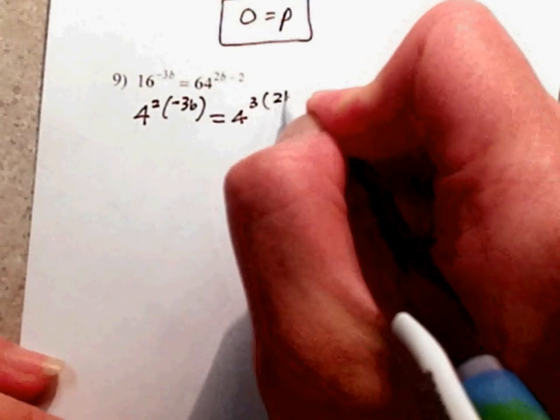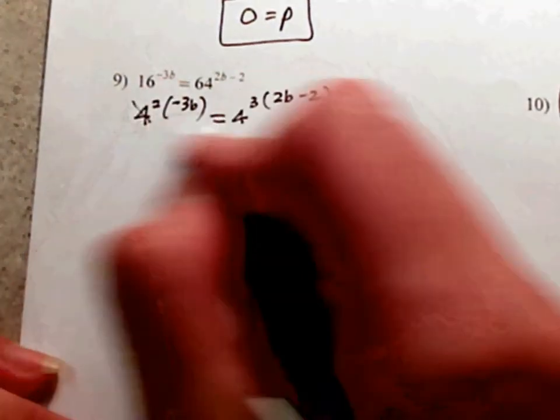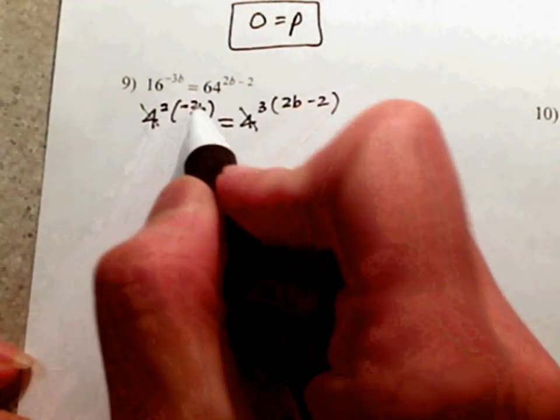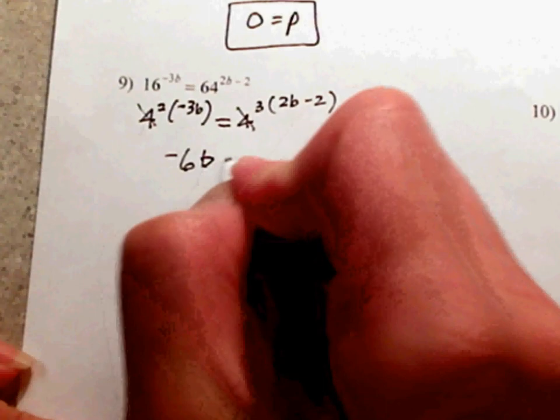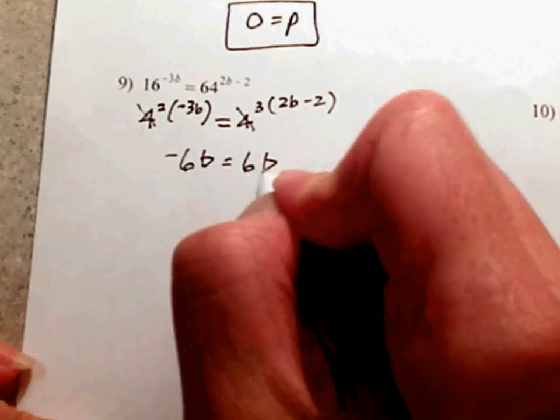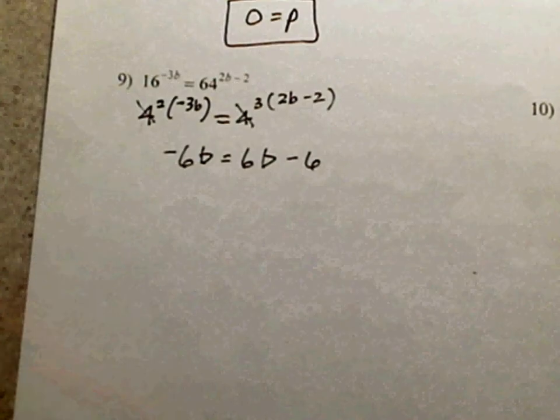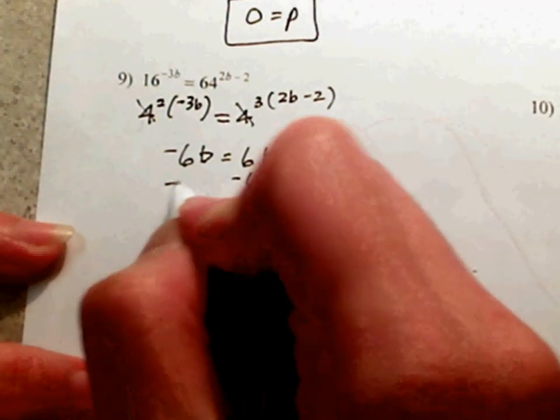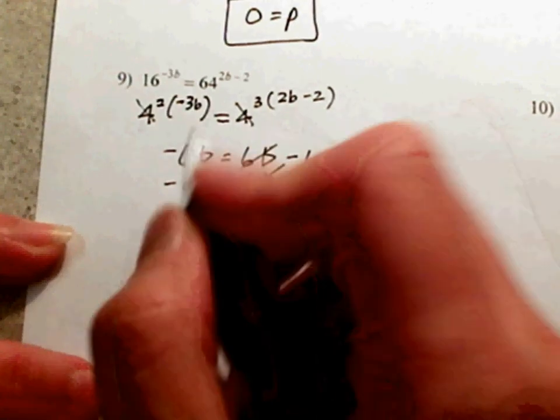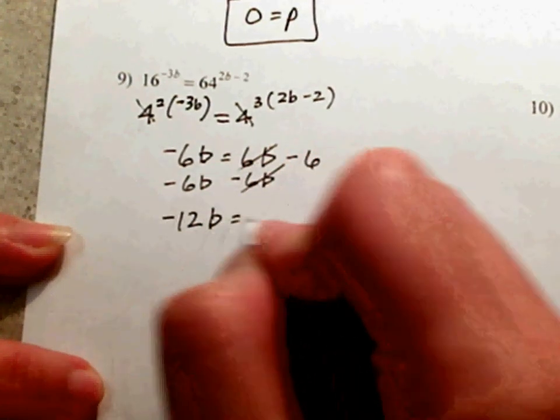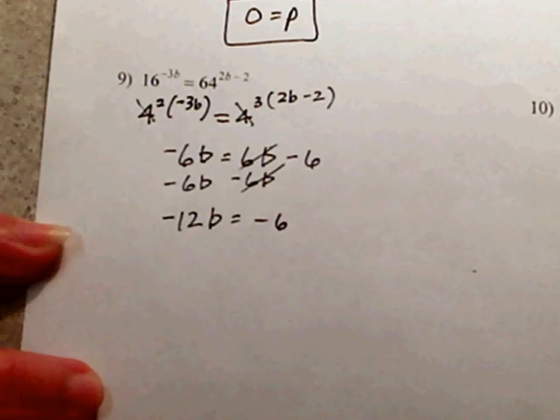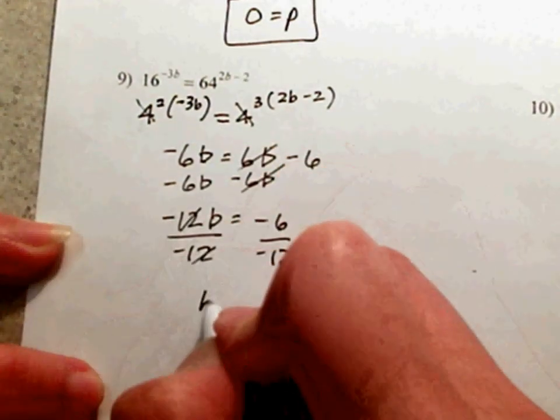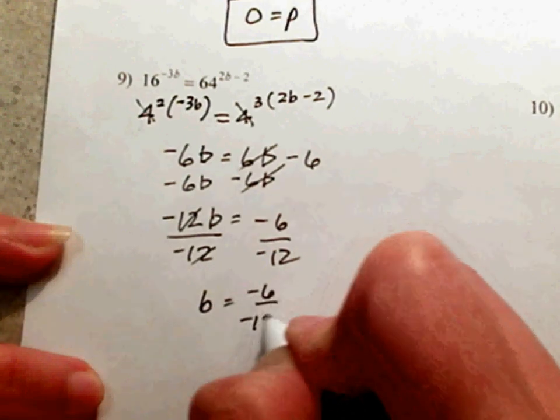Cancel them out. 2 times negative 3b is negative 6b equals, distribute, 6b minus 6. Okay? Now I'm solving for b. So minus 6b, what you do to one side, you do to the other. That leaves you negative 12b equals negative 6. Okay? Divide by negative 12, you guys know the solving part. So b is equal to negative 6 over negative 12, which is 1/2. One answer. If you want to check, plug it back in.